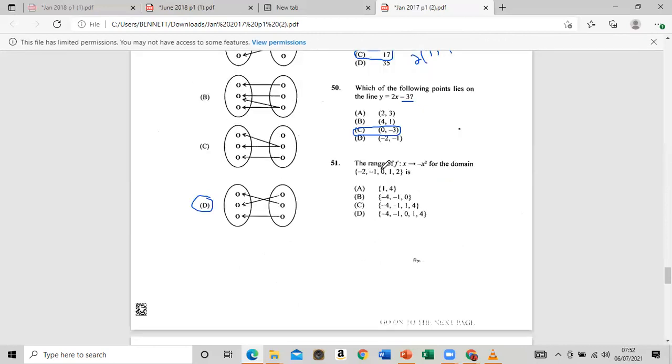Alright, 51 now. The range of f of x. So how we're going to do it is just square. Once we square, it's always positive. Oh, this is minus right here. Guys, I never saw the minus, you know. Alright. So we square. Alright, so square this. 4. 1, 2, 4. So D. So that will be D.